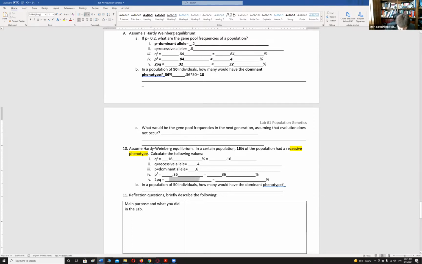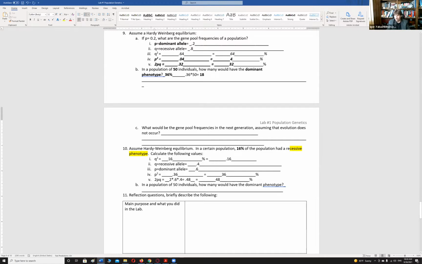2pq. Again, for some of the students it's a little bit difficult, so let me write it down. 2 times, what's our p? We just figured it out, it's 0.6. And then times, literally times, our q, and q was 0.4. 2 times 0.6 is 1.2, and 1.2 times 0.4 would be 0.48, or 48%.